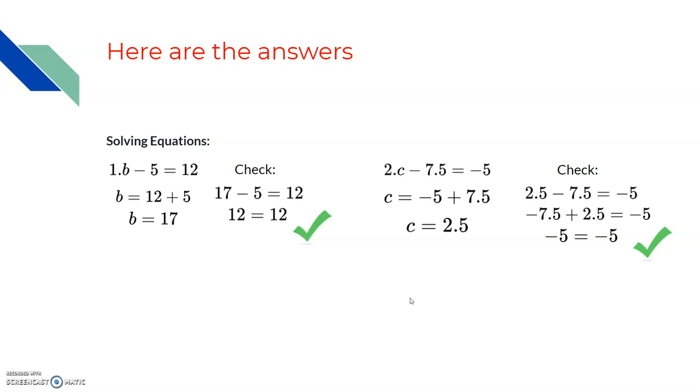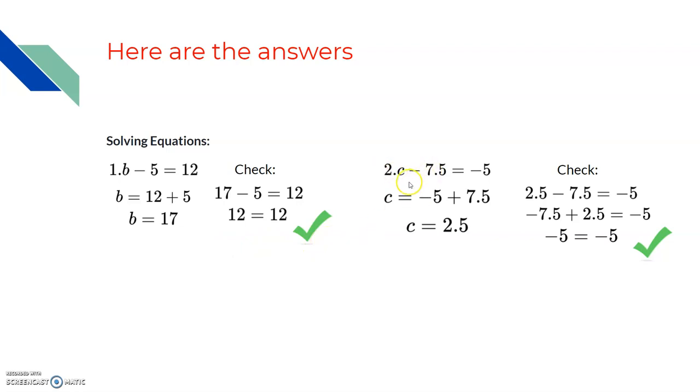For number 1, we have b minus 5 equals 12. We have to add 5 to both sides. These two cancel out. We have b on its own, 12 plus 5, which equals 17. Now for our check, we substitute b with 17. 17 minus 5 equals 12. We get 12 on both sides, and that means they're correct.